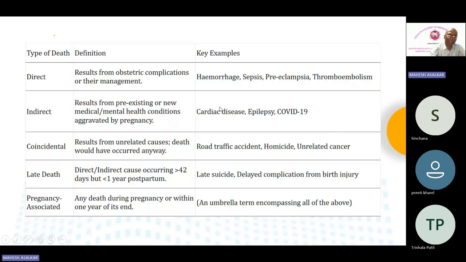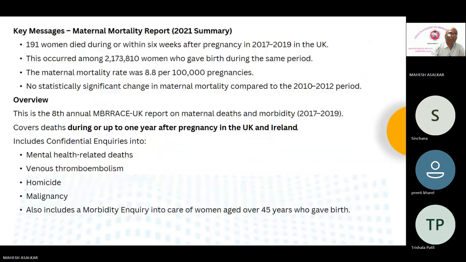These are the examples like any medical illness, maybe cardiac disease, epilepsy, COVID-19, etc. These are indirect deaths because they are aggravated by the pregnancy. Okay, they may be pre-existing or they may be newly diagnosed during the pregnancy, but their condition gets worsened because of the pregnancy status. Okay, so these are the kind of questions, and especially EMQ type of questions they are asking.